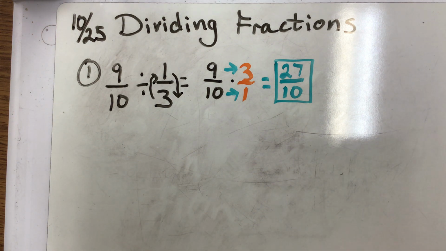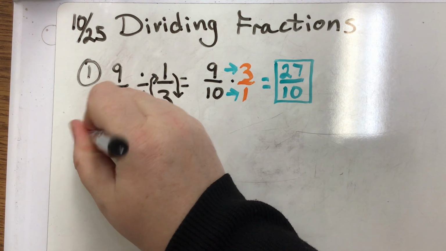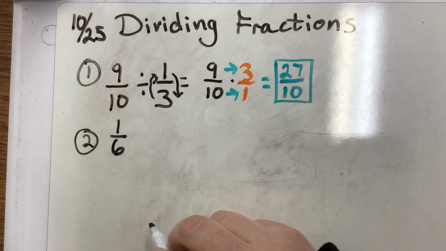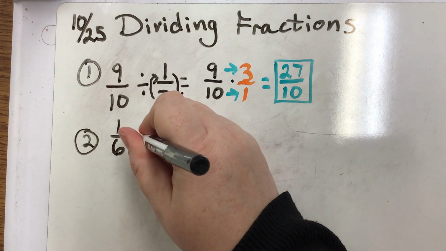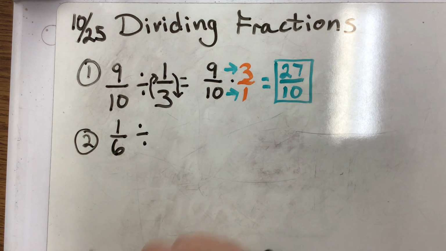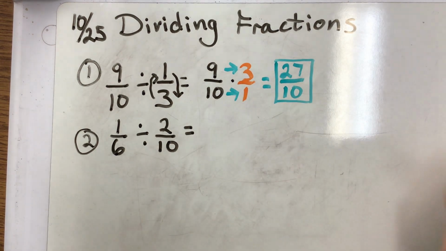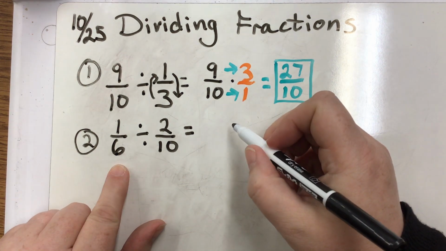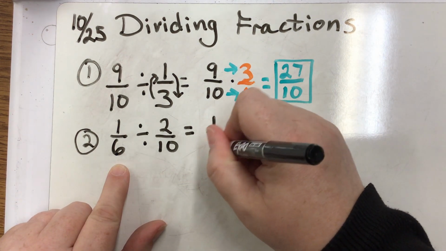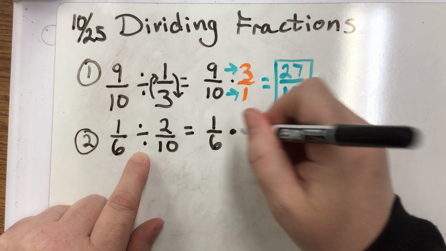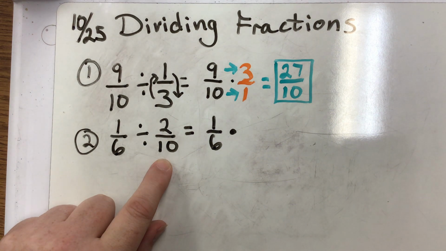Okay. Let's try another one. Number 2. All right, we have 1/6 divided by 2/10. Okay, so what do I do first? Copy 1/6. Change the dividing sign to a times, dot, flip.